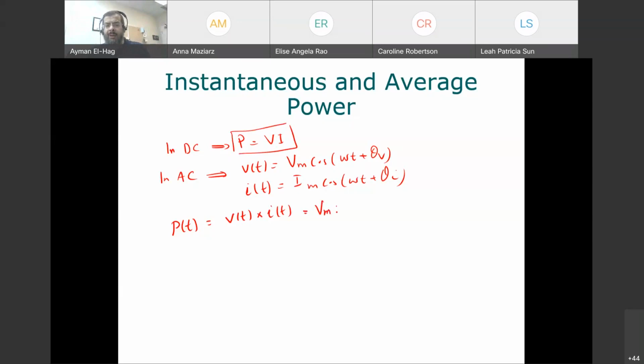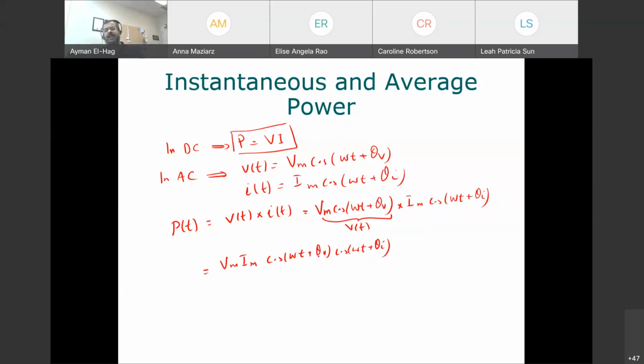We have Vm cosine(omega t plus theta v). This is the voltage, v(t), times your i(t), which is Im cosine(omega t plus theta i). So I will multiply the magnitudes together, so we will have Vm Im. Then we have these two cosine functions: cosine(omega t plus theta v) times cosine(omega t plus theta i).